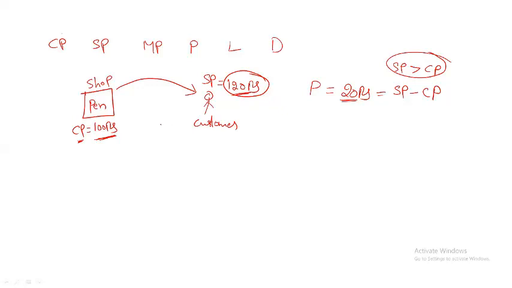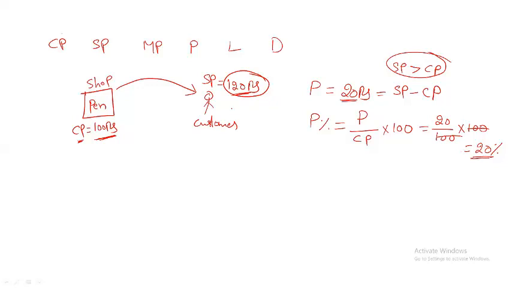Now here profit is 20 rupees. Similarly, how can we find profit percentage? Profit percentage can be calculated by profit divided by cost price into 100. Here, what is the profit we have? Profit is 20 rupees divided by the cost price, 100 rupees, into 100. So the 100 will get cancelled. Overall, the profit we got is 20%.